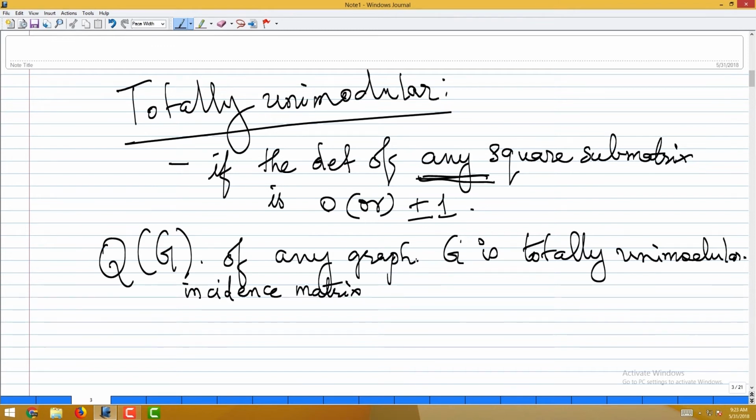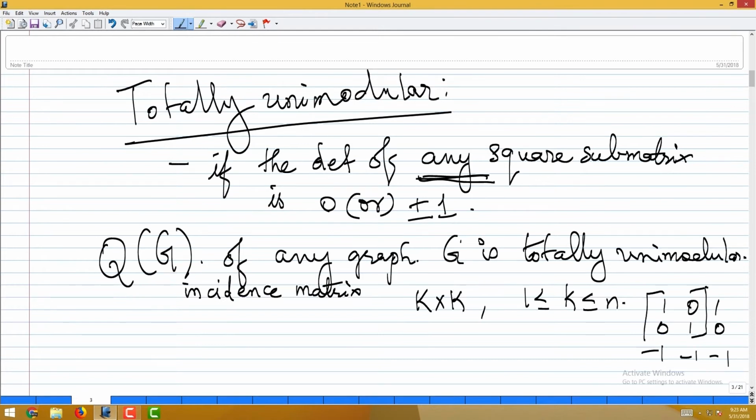So, when we mean any square submatrix, we are talking about a k by k square matrix, for every k lying between 1 and n. Not necessarily, right. What if you take a column, something like this? If I look at this square submatrix, will this be an incidence matrix? 1 is there, but where is the tail end for it?